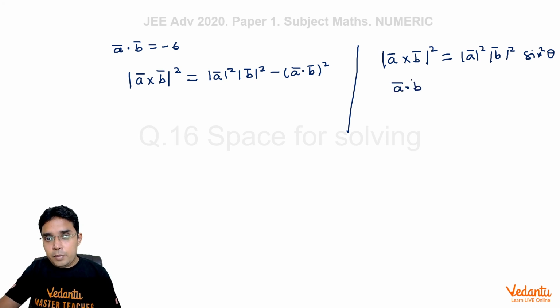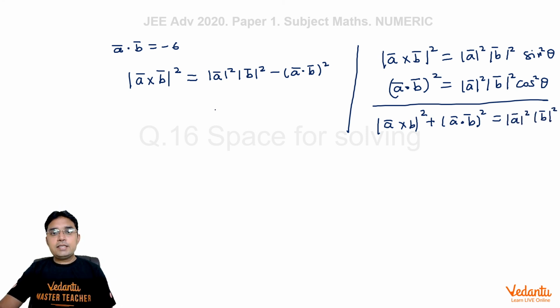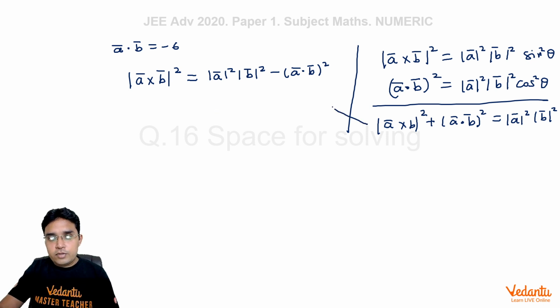Similarly, (A dot B) whole square can be written as mod A whole square into mod B whole square into cos square theta. So if we add them, we get (A cross B) whole square plus (A dot B) whole square is equal to mod A square into mod B square. So this Lagrange's identity which I was talking about is actually a rearrangement of this only.